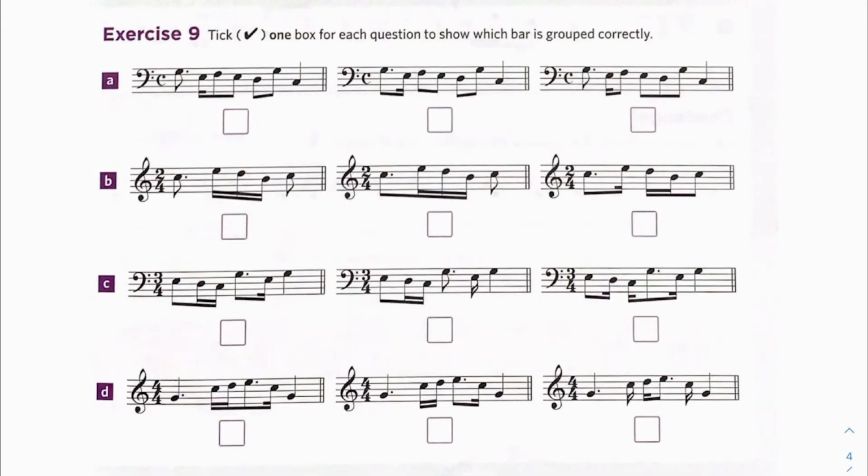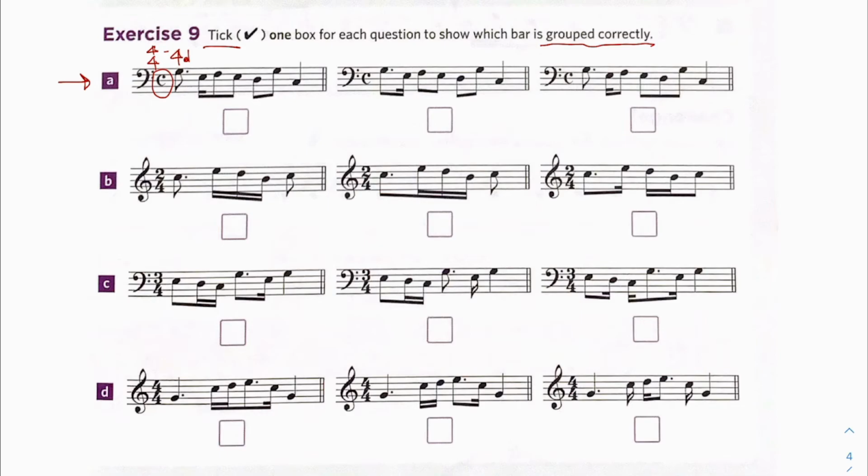Exercise 9. Tick one box for each question to show which bar is grouped correctly. So if you remember when we talked about notes grouping in chapter 3, the first rule is to always group the notes into one full count. So then it makes it easy to read. Let's go over question A together. Question A is in common time or 4/4 time, which means there are 4 crotchet beats in every bar.